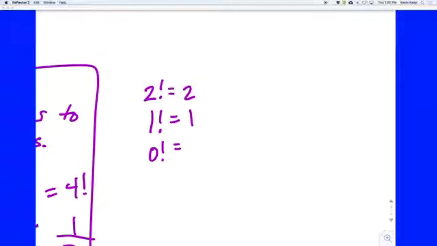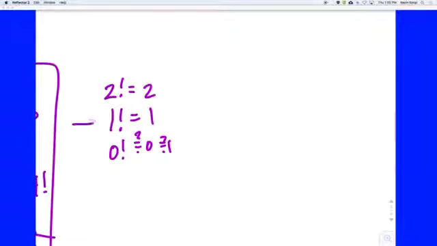1? 0? 1? 0? 1? I don't know. Let's see. Let's go back to 1 factorial.